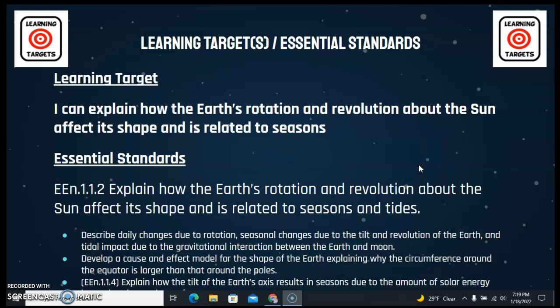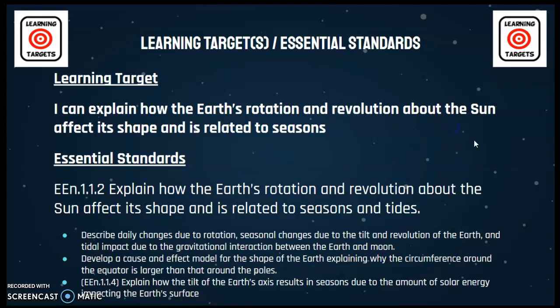But our learning target today is to be able to explain how the Earth's rotation and revolution about the sun affects its shape and how it's related to seasons. Okay, so really we're going to look at seasons for today and kind of the shape of the Earth as well.